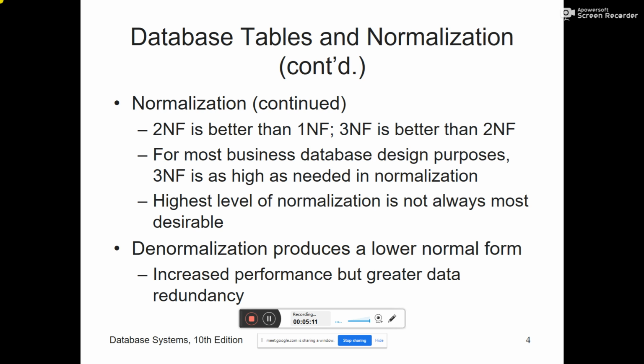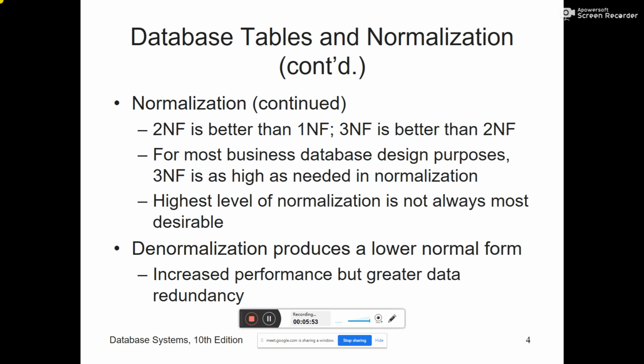Okay. So as I told you, we have three normal forms: first, second, third. Second normal form is better than first normal form, and when we change our structure to third normal form, it means third normal form is better than second normal form. As I already told you, most business design processes only need third normal form. So we perform normalization up to third normal form. We will not go beyond it. That is the highest level of normalization required for most business processes.